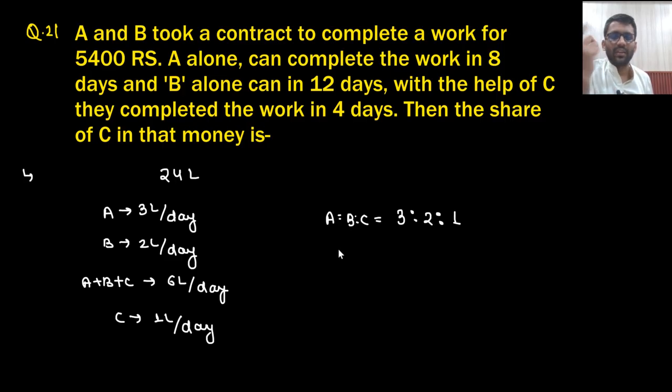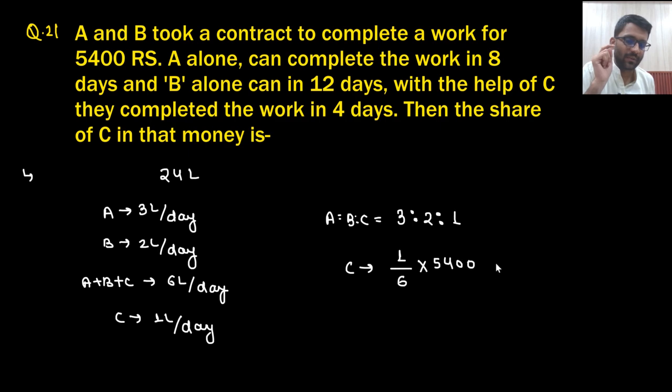The share of the money that C would get, how much would C get? So C would get 1 rupee out of 6 rupees. If there were 6 rupees, 3 plus 2 plus 1, C would get only 1 rupee. Now how many rupees are there? 5400. So C would get 900 rupees. Say yes or no. Very easy.